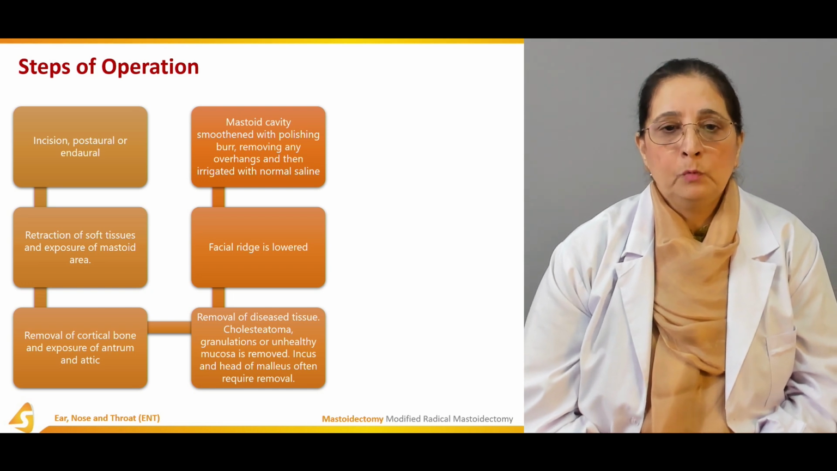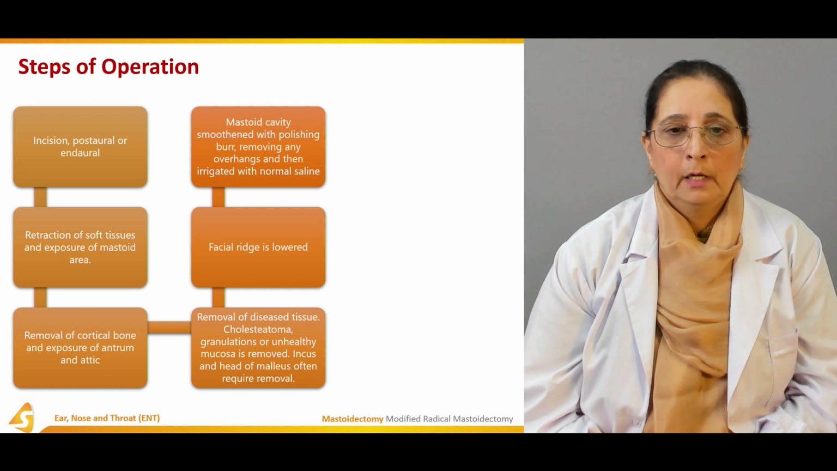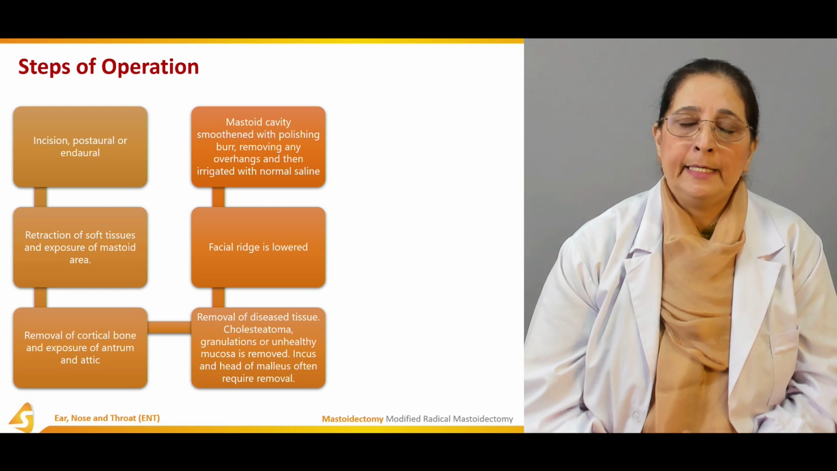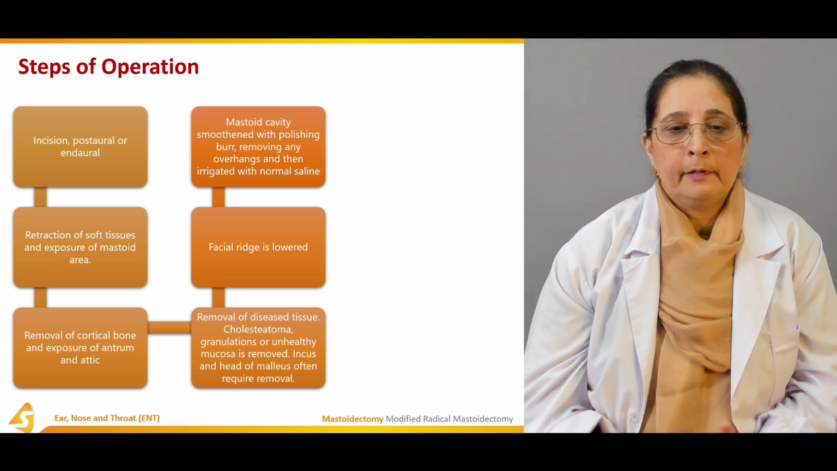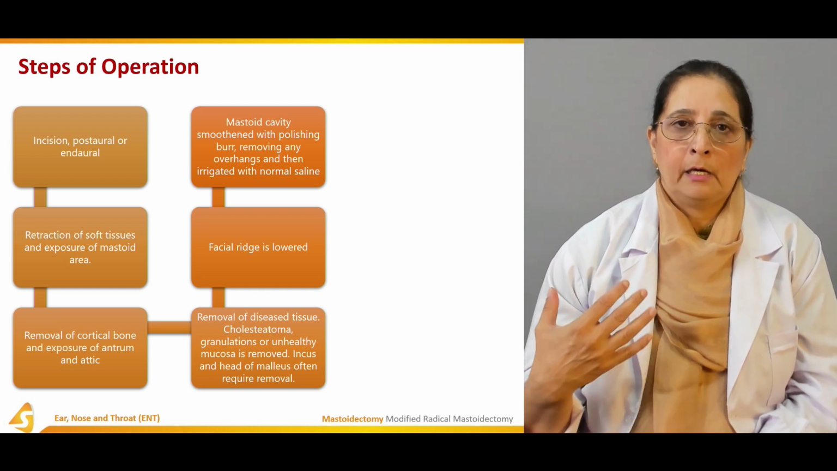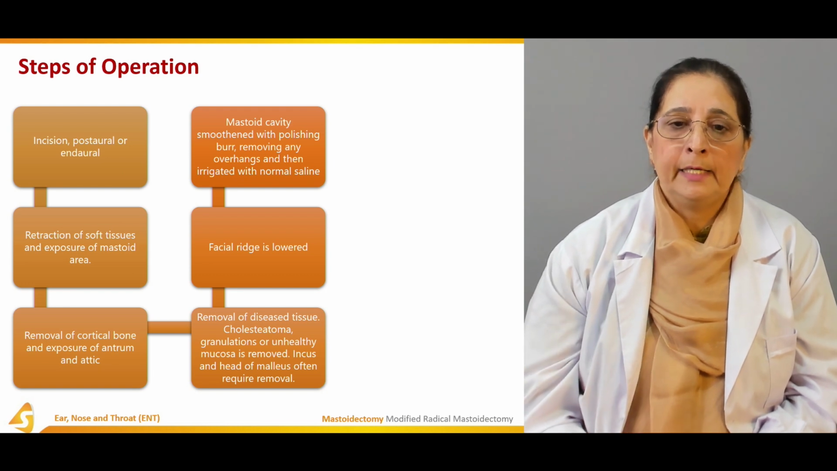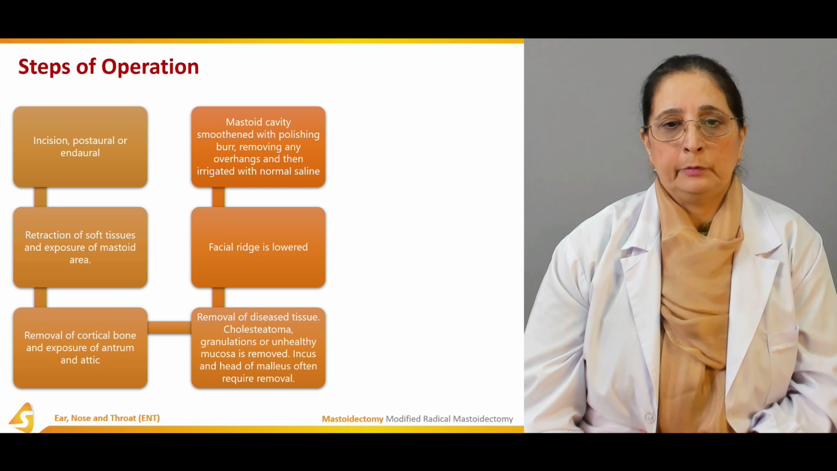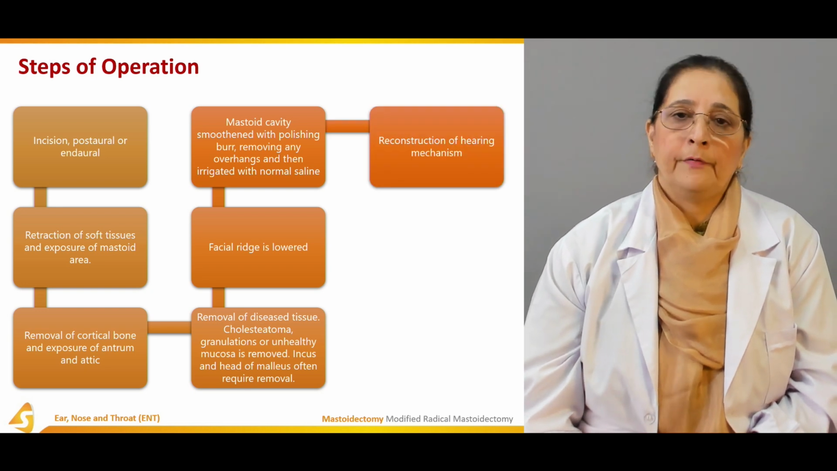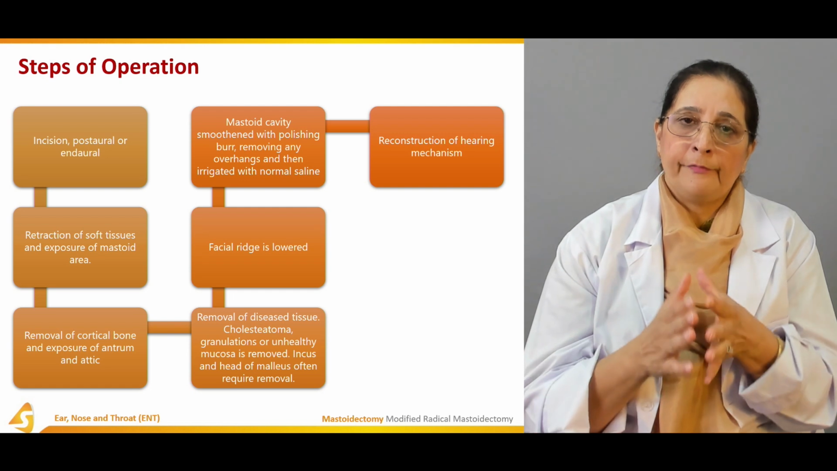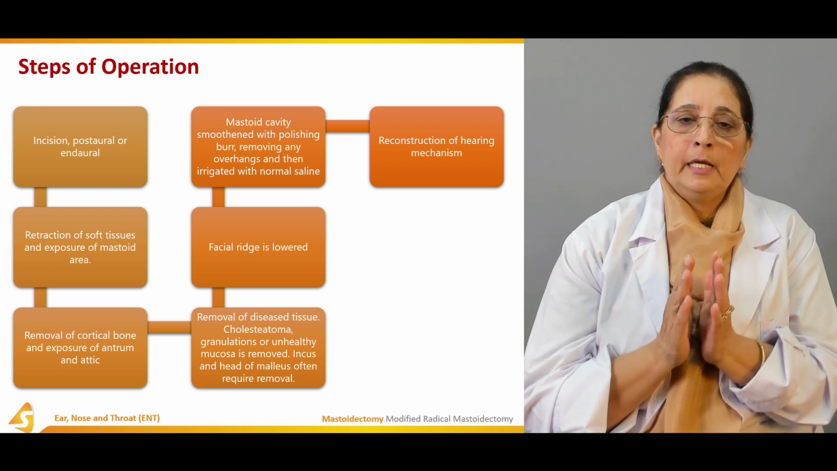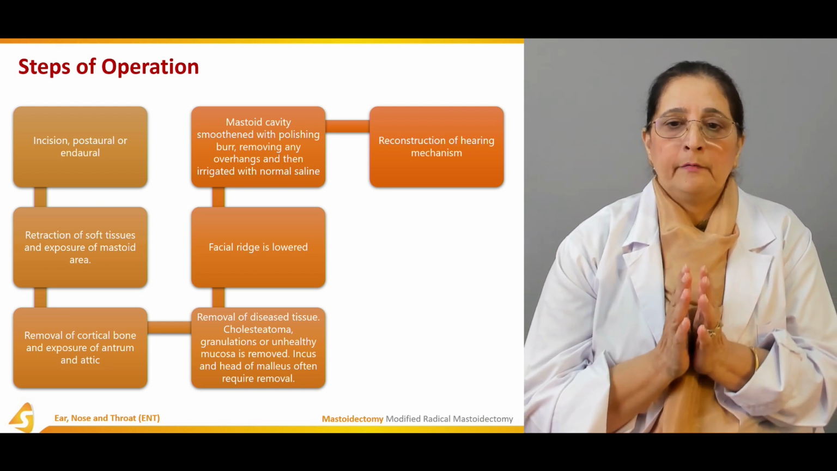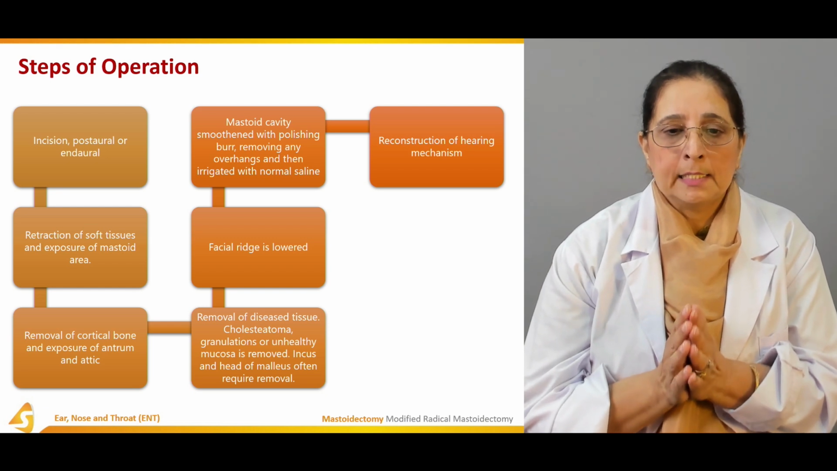The mastoid cavity is smoothed with a polishing burr, removing any overhangs, and then irrigated with normal saline. So the ridge is smoothed by the burr, any overhangs which are present are removed, and then the cavity is irrigated with normal saline solution. Then reconstruction of the hearing mechanism, and that's the difference. In radical mastoidectomy, we are not dealing with the hearing, but in modified radical mastoidectomy, reconstruction of the hearing mechanism is done.